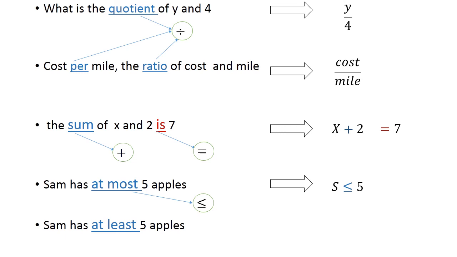Sam has at least 5 apples. When we see the at least keyword, we are going to think about greater than or equal. This phrase means that the minimum number of apples that Sam has is 5 or more. Then the equation can be written as S greater than or equal 5.